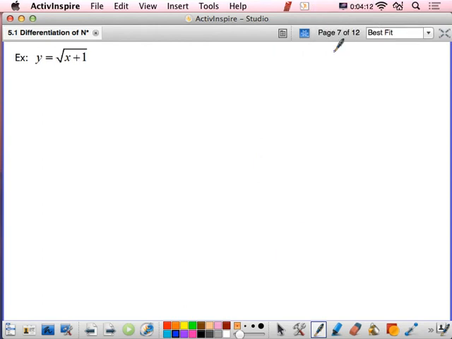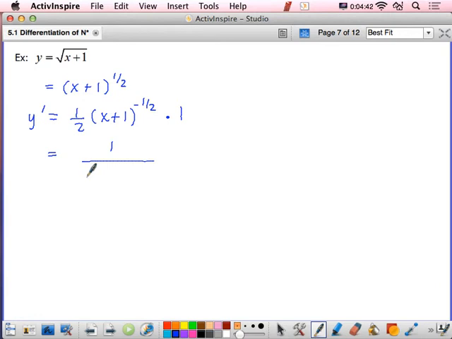So for this problem, we don't have any natural logs. I just want to look at it to make sure that we don't try to treat a problem that doesn't have a natural log like it does. So for this one, I first have to write it in exponential form. And then just take the derivative from there using the chain rule. 1/2 down 1 on the power times the derivative of the inside, which is an understood 1. And so really that becomes 1 over 2 square roots of x plus 1.